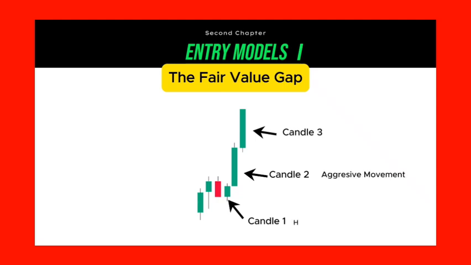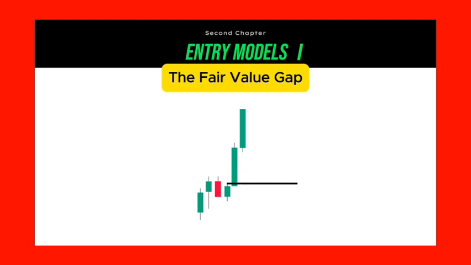The previous candle should have its high wick lower than the entire body of the large candle. And the third candle, which is the next candle from the larger one, should have the low wick higher than the whole body of the large candle. Notice how if we mark with a line the high wick of the first candle, with the low wick of the third candle, we get a zone.